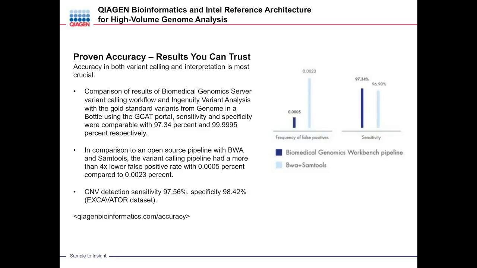So a comparison of results from the biomedical genomic server variant calling workflow together with the IVA, we compared with the gold standard variants from Genome in a Bottle using the GCAT portal, and the sensitivity and specificity were comparable with 97% and up to almost 100% respectively. And we also had a comparison to an open source pipeline with BWA and SAMtools, and the variant calling pipeline had a more than 4 times lower false positive rate, with very close to 0, compared to 0.23%.